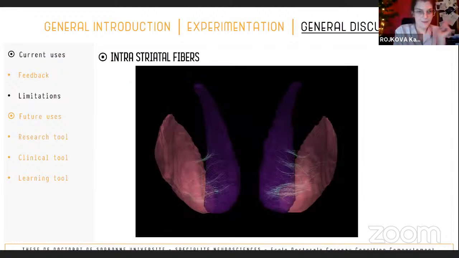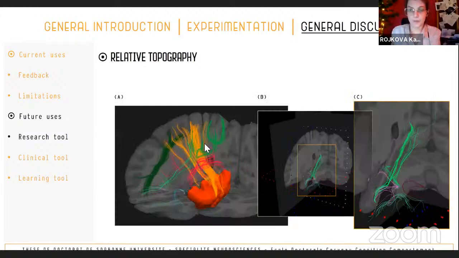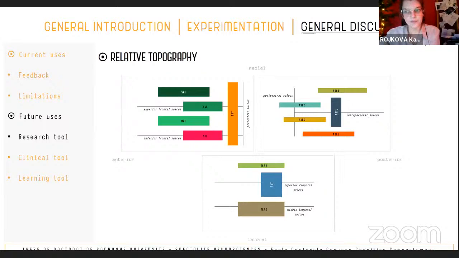Now, my favorite part, future uses, what we can hope to do with this new atlas. Because of the comprehensiveness of this atlas, because we dissected everything that we could, we were able to highlight similarities or common features, common layouts in the brain that was not possible when we did the frontal lobe atlas. Here, for example, we found similar relative arrangement of white matter tracts in the frontal lobe, the parietal lobe, and the temporal lobe.